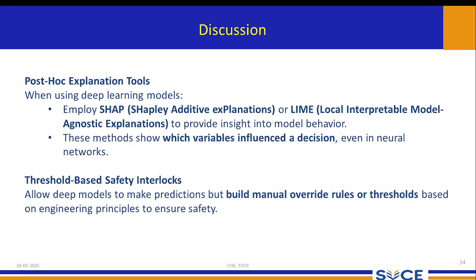So, when using deep learning models, employ SHAP or LIME to provide insight into the model behavior. These methods show which variables influence the decision even in neural networks. Threshold-based safety interlocks allow deep models to make predictions but build manual override rules or thresholds based on engineering principles to ensure safety. Underline the words manual override rules. Even though the model has been used, the final decision can be overruled. So allow deep models to make predictions, but build manual override rules or thresholds based on engineering principles to ensure safety.